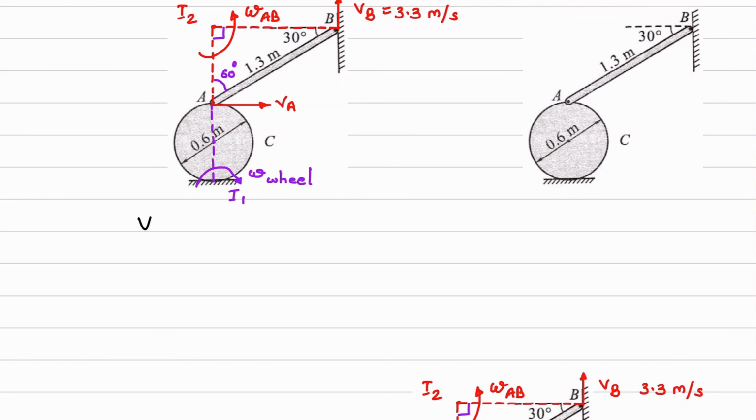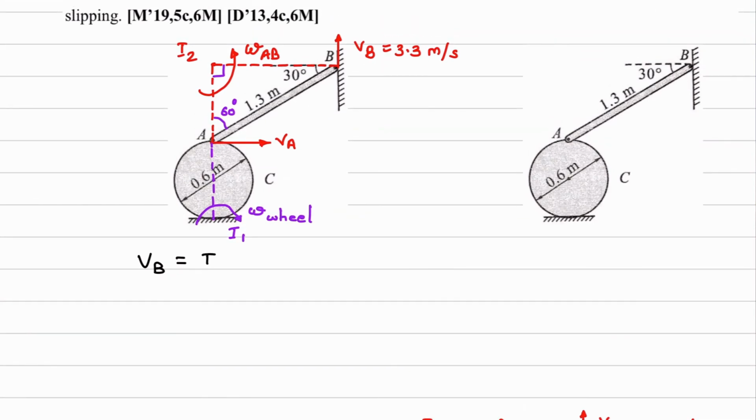VB is equal to I2B into omega AB. What is I2B? Consider this triangle over here. In this triangle, this angle is angle ABI2. This angle is 30 degree. Then angle AI2B is 90 degree. So angle I2AB, this angle, will be 60 degree.